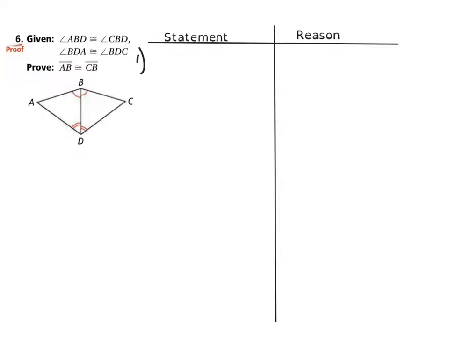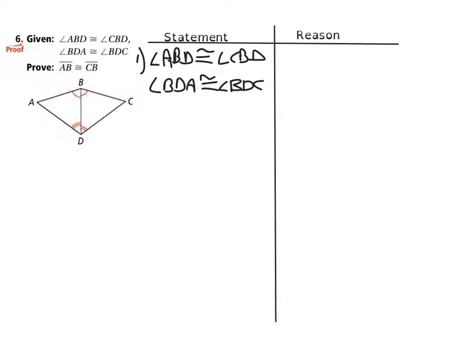I'm going to say what they gave us, angle ABD is congruent to angle CBD. And I'm also going to list below that angle BDA is congruent to angle BDC. And the reason that I'm doing this all in one step is because they both have the same justification, which is that that information is given to us. So we can list that in a single step.